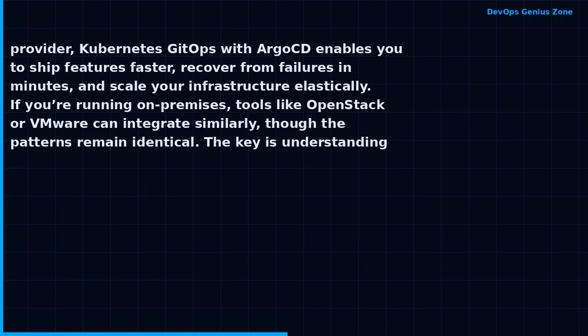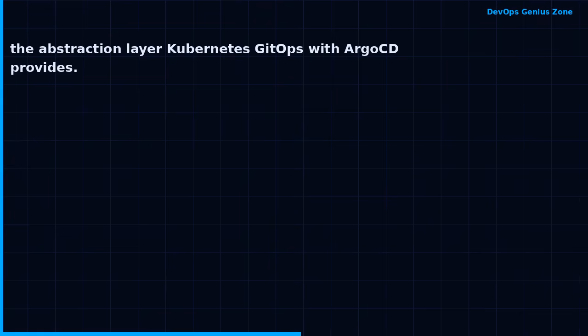If you're running on premises, tools like OpenStack or VMware can integrate similarly, though the patterns remain identical. The key is understanding the abstraction layer Kubernetes GitOps with ArgoCD provides. Let me give you a concrete, hands-on walkthrough so you can see exactly how Kubernetes GitOps with ArgoCD works in practice. Open up your terminal and follow along.